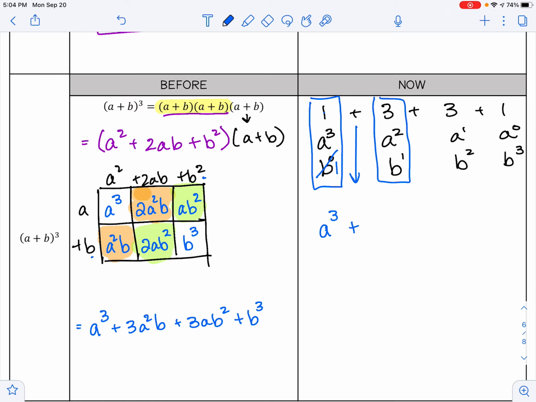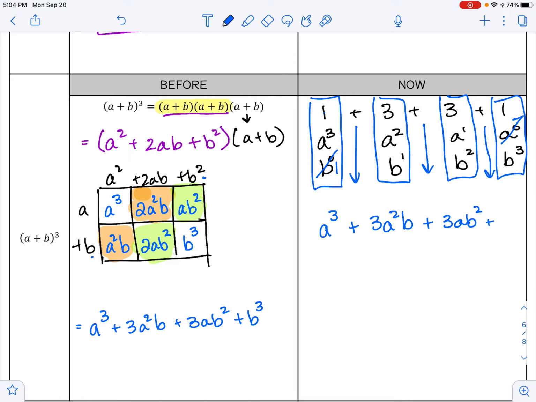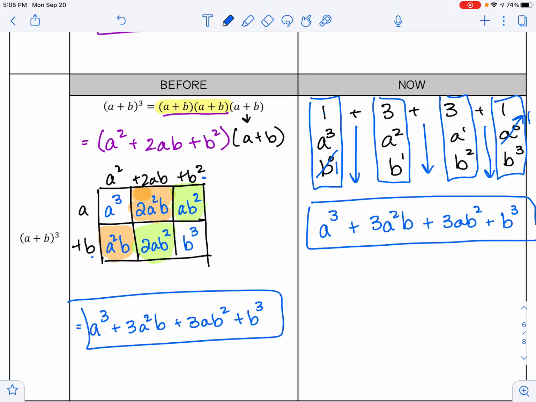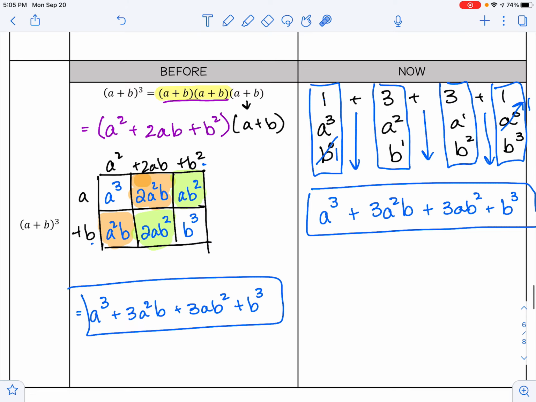3 times A squared times B to the first is 3A squared B. I'm going to bring down my plus sign. 3 times A to the first times B squared is 3AB squared. I'm going to bring down my plus sign. Anything raised to the 0th power is 1. 1 times B cubed is B cubed. So you can see that we get the same answer. Using the binomial theorem with Pascal's triangle is much more efficient than having to multiply everything out.